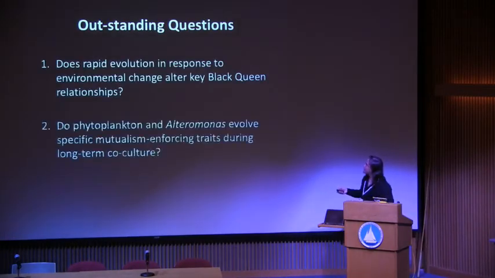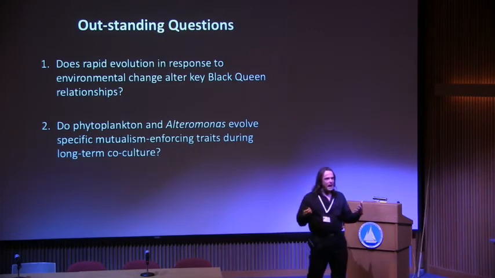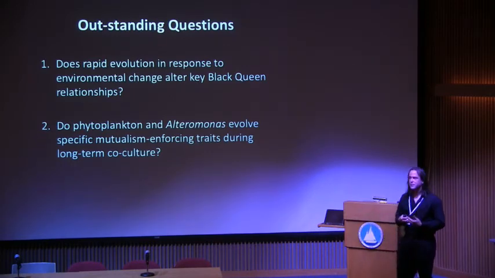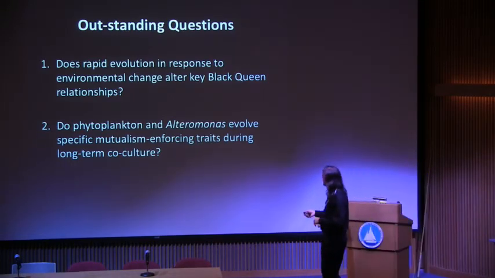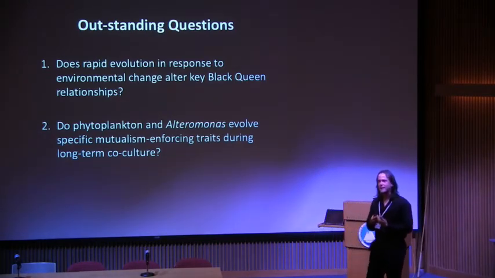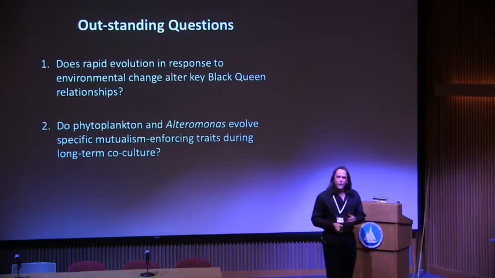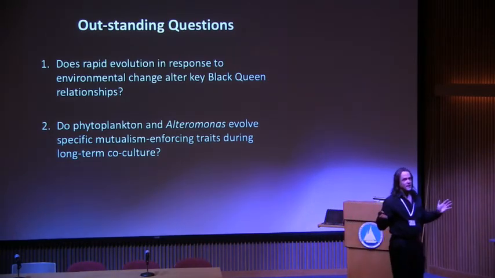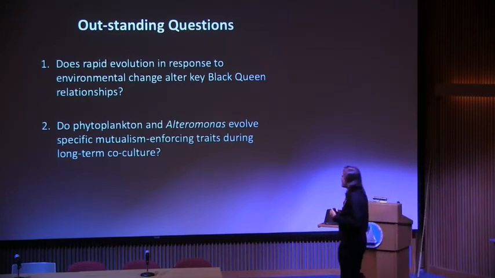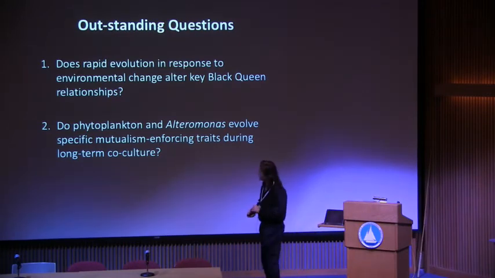Okay, so just real quick, the outstanding questions that we hope to answer from that is: does rapid evolution to environmental change alter these black queen relationships that have co-evolved between these organisms? And also, are there species-specific interactions that evolve between these bacteria and the phytoplankton they're with? Or are they really on different evolutionary trajectories, right? Because that makes a pretty big difference in terms of how we anticipate these community structures to change over the coming decades.